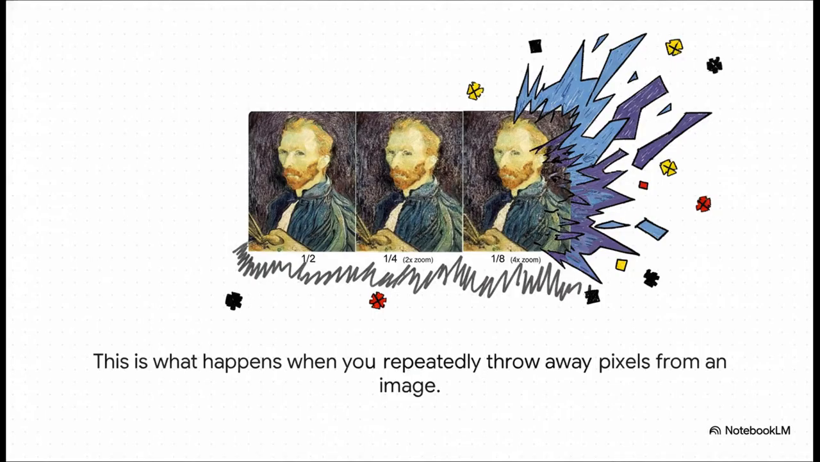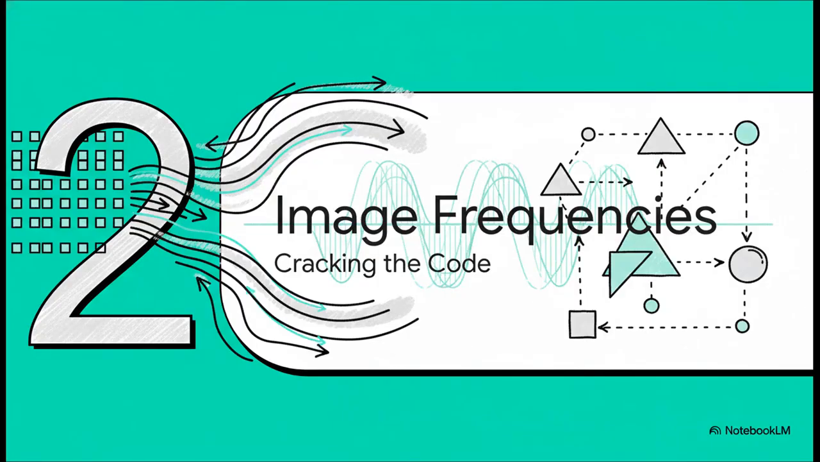And check this out. This shows you precisely what's happening. As we keep shrinking this Van Gogh portrait using that simple toss-out-the-pixels method, you can literally see it getting more and more jagged and distorted. This brute force approach just completely butchers the original image. So if just throwing away pixels is the wrong way to do it, what's the right way? Well, the key is to understand an image's hidden structure. We have to stop thinking of a picture as just a grid of dots and start seeing it in terms of frequencies.